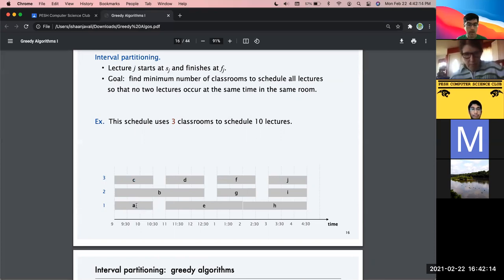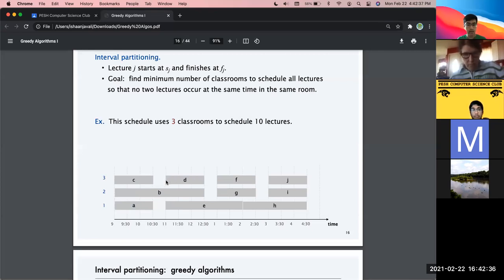So interval A would get its own room first. Interval B has the same time as interval A. And because we've sorted by earliest start time, we know that B has to get its own room. It can't go in the same room as A. Same thing with C. It can't go in either room one or two, so it has to get its own room. And then with D, that's the next earliest start time.